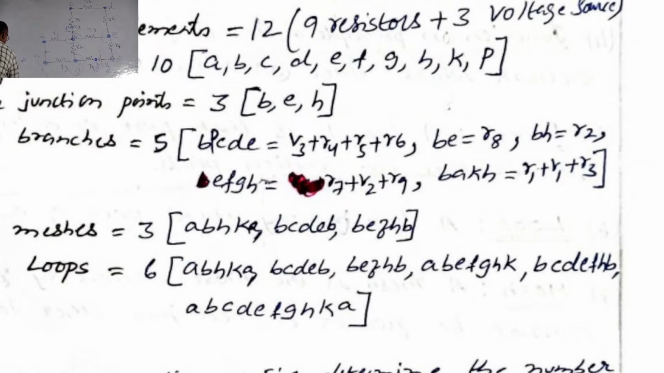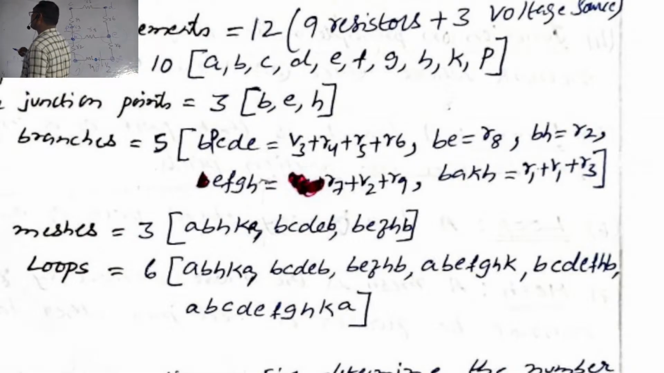Can I say this is the branch? B and H. Can I say this is the branch, which lies between two junction points? What are the elements joined? R1, V1, R3. So R1 plus V1 plus R3 makes a branch. I have given the name, what is the name given here?